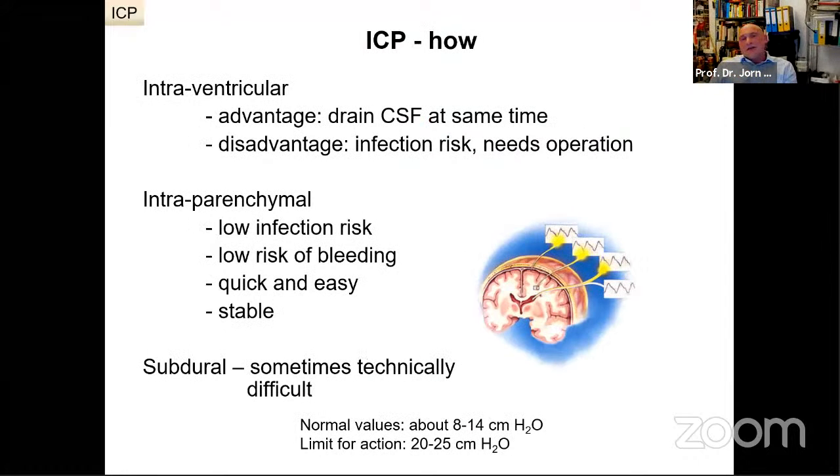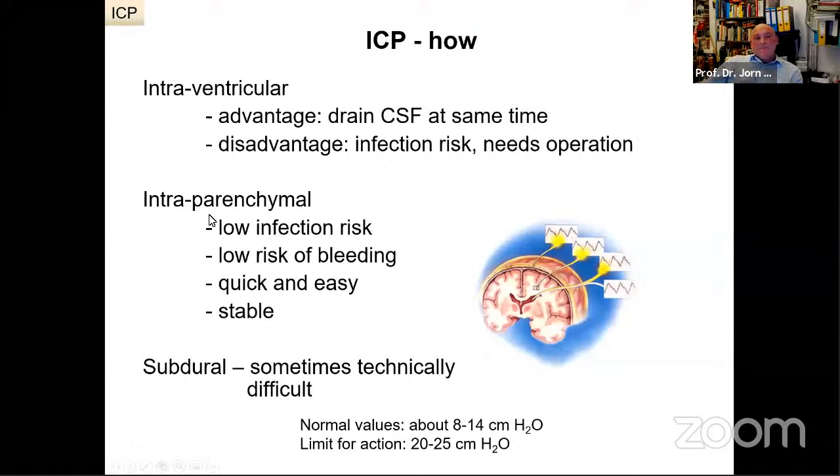So how can the intracranial pressure be monitored? There are basically three big ways of doing that. One is the intraventricular measurement, which is relatively easy to do because a lot of us put in intraventricular drains. That's also the advantage of that: you can actually treat increased intracranial pressure with an intraventricular drain, and you can measure the CSF. If you put a pressure transducer on that system, you can measure it at the same time. The disadvantage is that there is quite an infection risk involved, and it needs a proper operation to insert the probe normally.